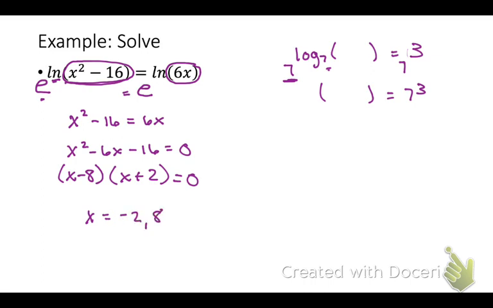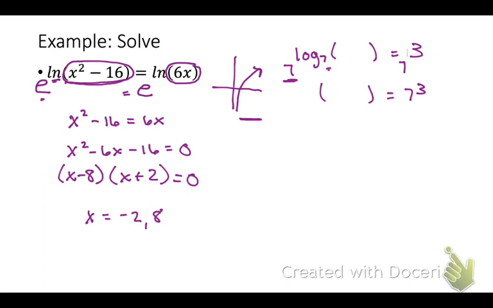Now, question though. A logarithmic function, when I graph it, looks like this. What's its domain? What x's can I put in it? What x's are over here? Positive, right? So do we have to check and make sure our answers are going to give us a positive number? Yeah, we do.